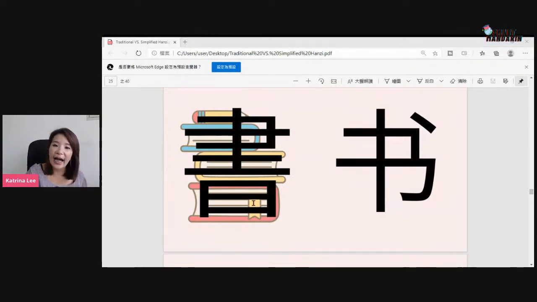But in his eyes, he thinks that the traditional one, because it has more components and more strokes, gives him more clues to recognize the character.